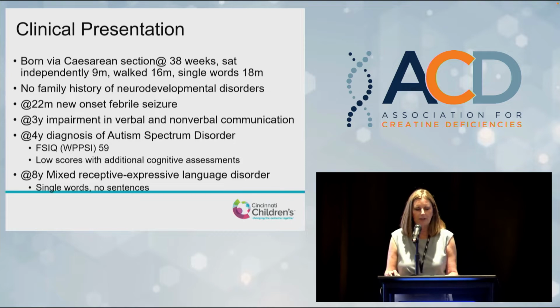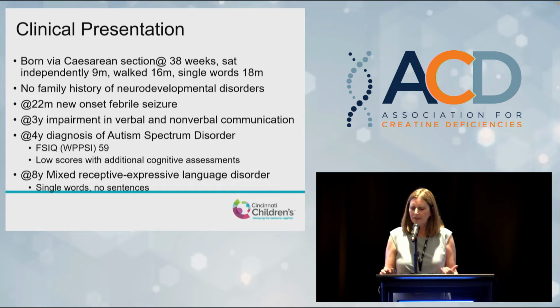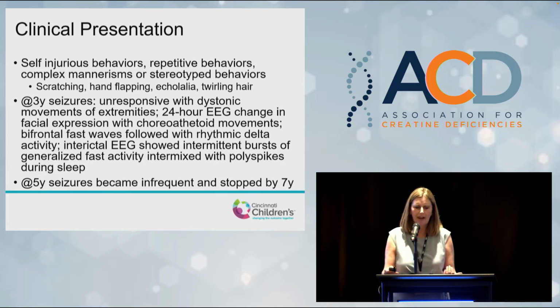Now I want to talk to you about our young lady that has come across through our service. She was born with cesarean section, no family history of neurodevelopmental disorders. She's had seizures. She had verbal and nonverbal communication deficits. She was diagnosed at age 4 with autism, with an IQ around 59. She had mixed receptive expressive language disorder, no sentences, just single words. She had self-injurious behaviors, repetitive behaviors. Fortunately for her, by age 7, the seizures had stopped.